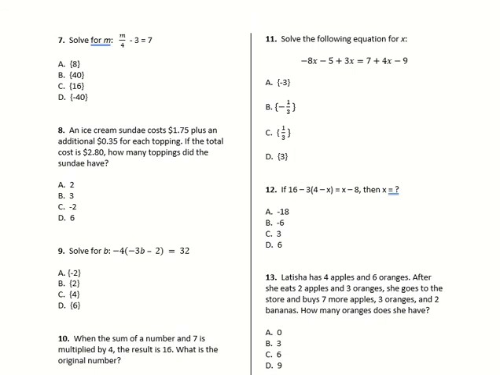Seven. Solve for m. The fraction m over 4 minus 3 equals 7. A, 8, B, 40, C, 16, D, negative 40. 8. An ice cream sundae costs $1.75 plus an additional 35 cents for each topping. If the total cost is $2.80, how many toppings did the sundae have? A, 2, B, 3, C, negative 2, D, 6.